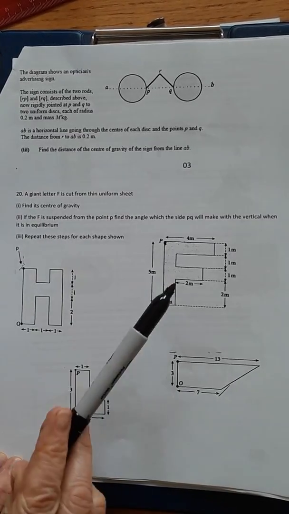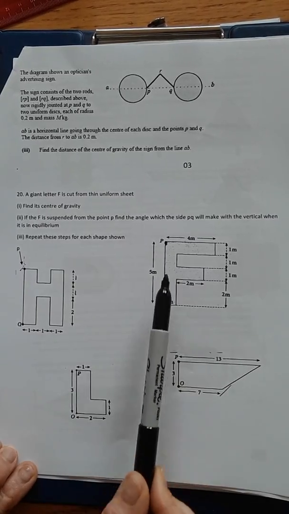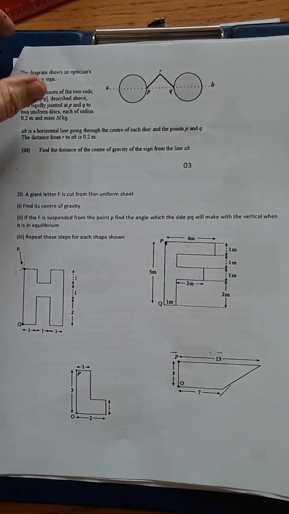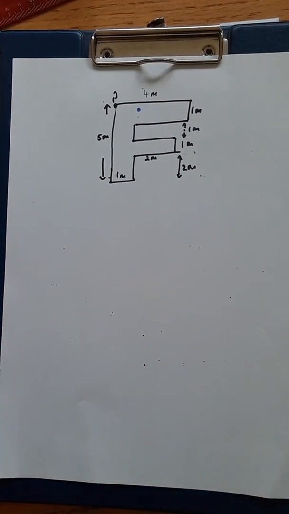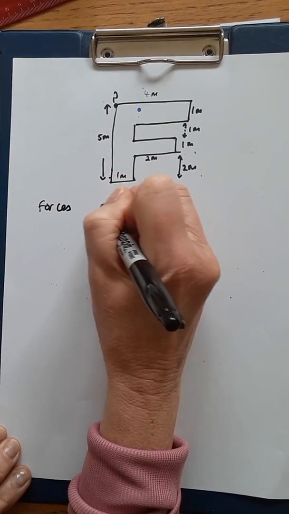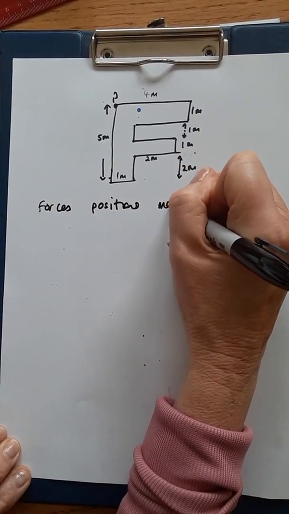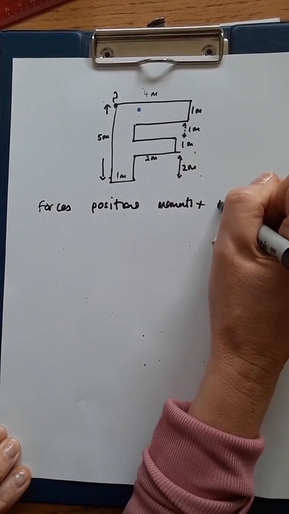A giant letter is cut from a thin uniform sheet. So I'm looking at this one, this F. Find its centre of gravity. So that's the first thing we're going to do. I've just transcribed that diagram into here. So what we're going to do is use the law of moments to do this. Right, so the things we need: the forces, we need the positions of the centre of gravities. We're going to need the moments about the x-axis and the moments about the y-axis.